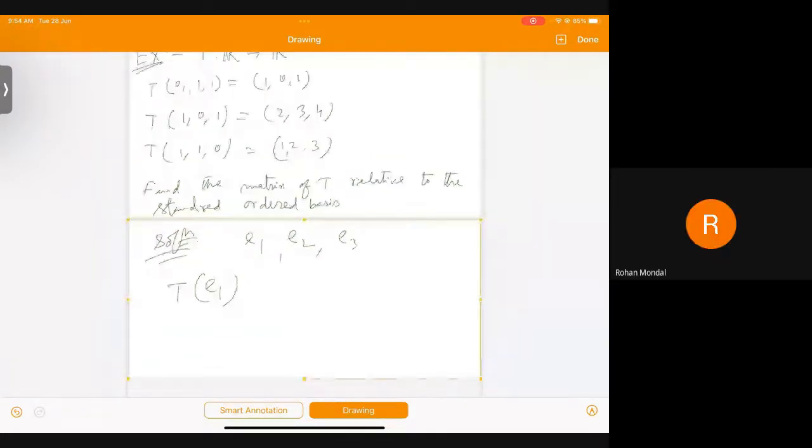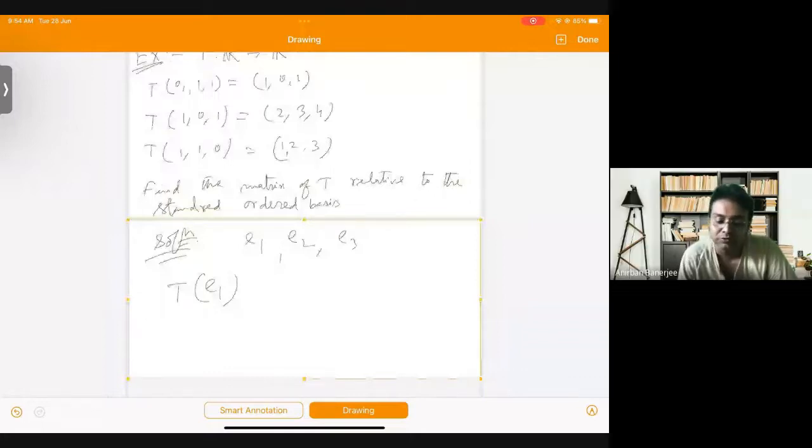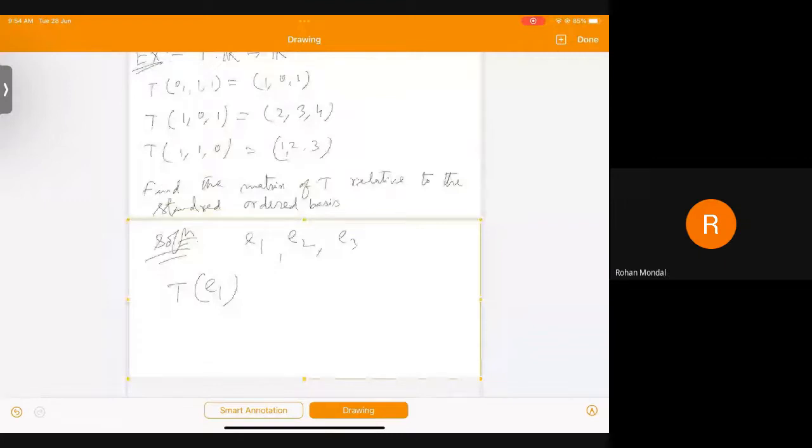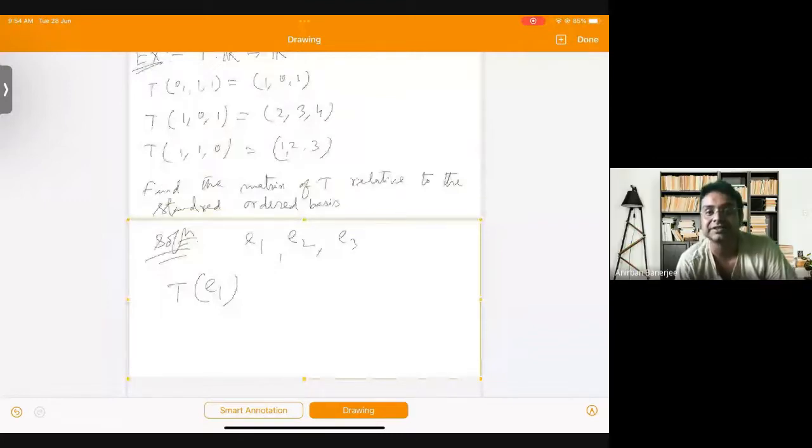Sir, are the bases of the domain and codomain given, or are we taking them to be the standard? Yes, the domain and codomain both are the standard ordered basis. With respect to that, we have to figure out the matrix. But the linear transformation is given with three examples, and they have not given any formula or any matrix. Of course, we have to figure out the matrix for the standard basis.